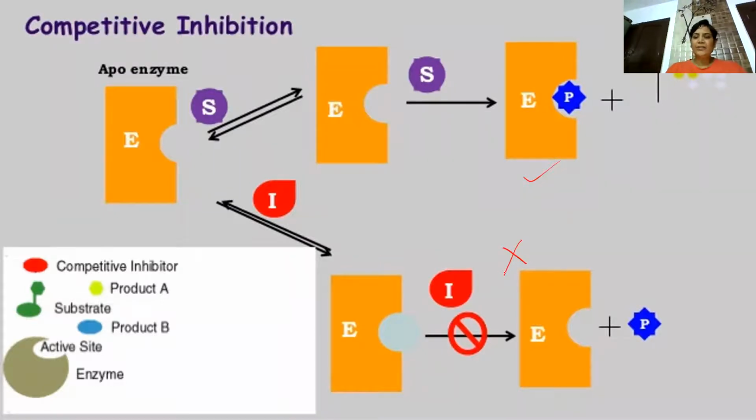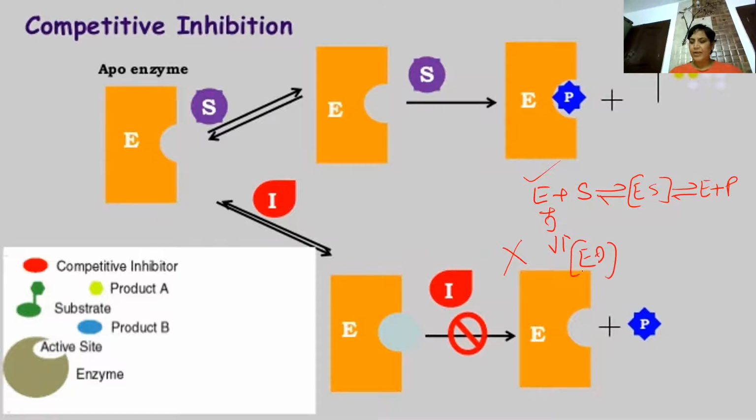In other words, if I have to write it like this, the enzyme will combine with the substrate, forming the enzyme substrate complex, which dissociates to form enzyme and the product. And if the inhibitor combines, it forms the enzyme inhibitor complex.